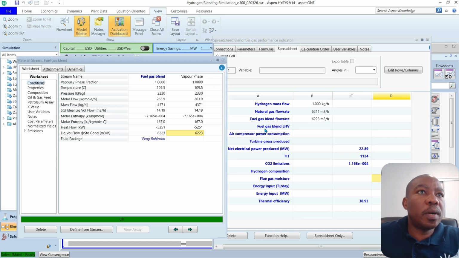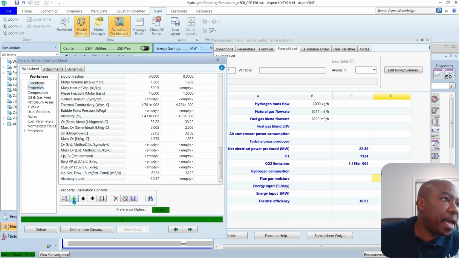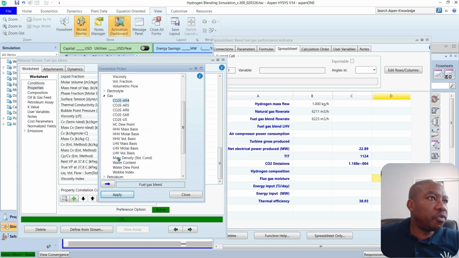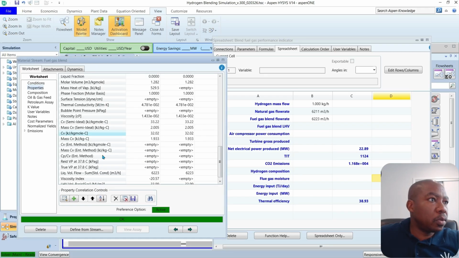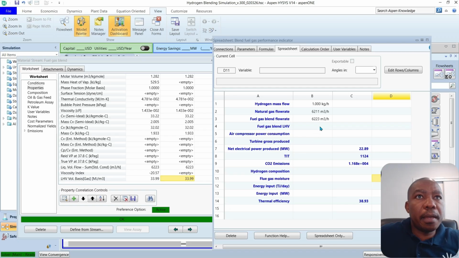And then we also want the lower heating value of the same stream. This will be coming from the properties. We don't have it there, so we can add that lower heating value. We come to the property correlation controls, the plus button there, and then on the gas drop down you look for the lower heating value on a volume basis, then apply, and that should be included now in the controls. You just click and drop it there.